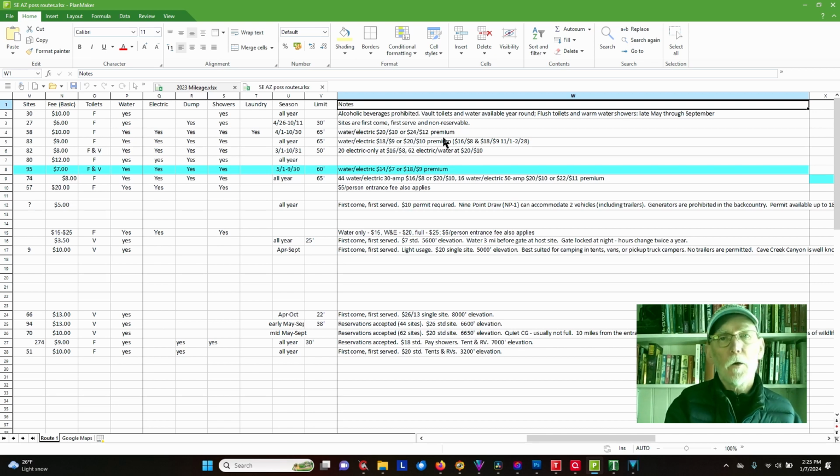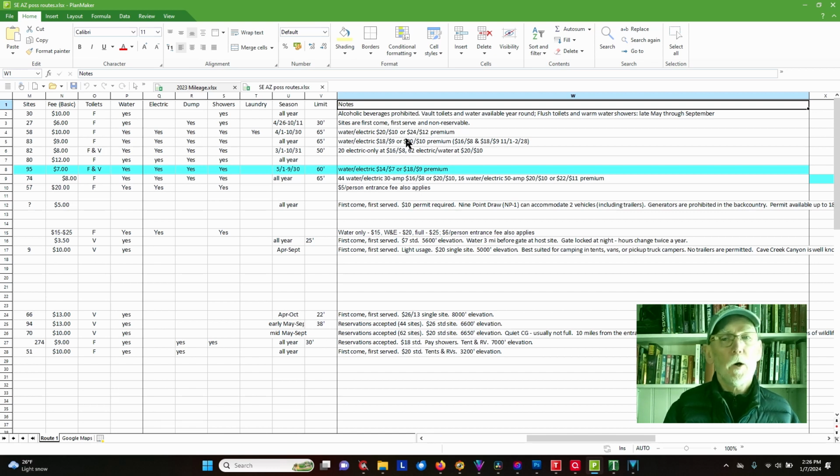Anyway, the last column here is notes, which is just general notes. Reservations accepted. Reservations are becoming more and more common, both to be accepted and to be required. And reservations for people like us that like to be spontaneous are often bad news because, for instance, we took a trip to the Arrowhead region of Minnesota a few years ago, and we intended to stay at state parks there. There are lots of state parks there, and they sound very attractive.